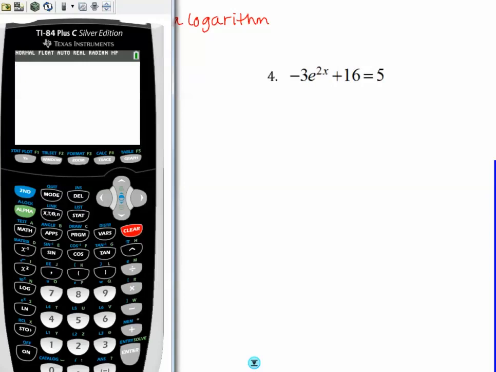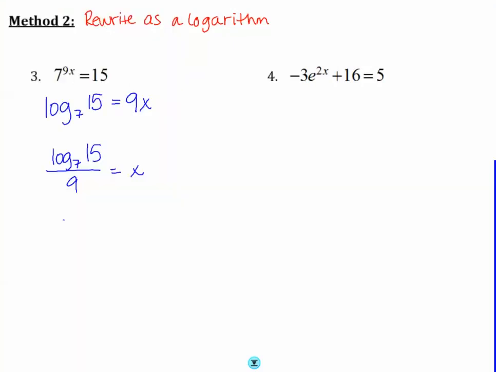So if I go math, log base 7 of 15 divided by 9. And for all these problems, I'm going to round to 3 decimal places. So I end up with about 0.155. So x is approximately equal to 0.155. And again, you can check this with the store button.